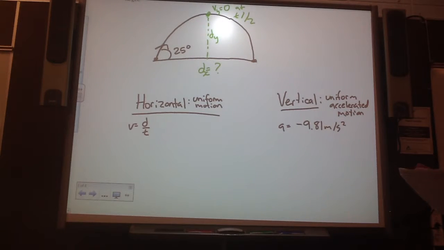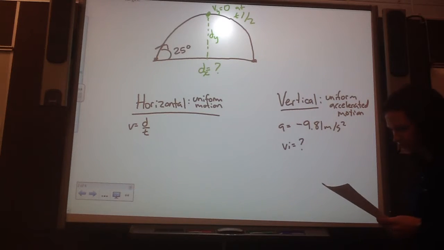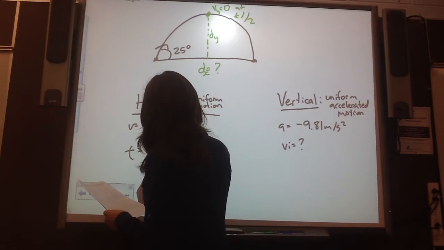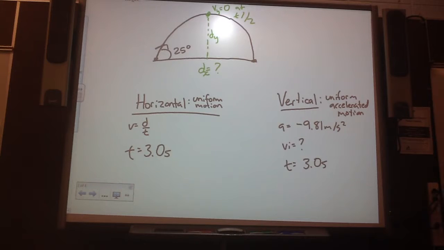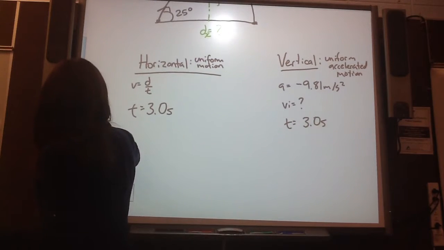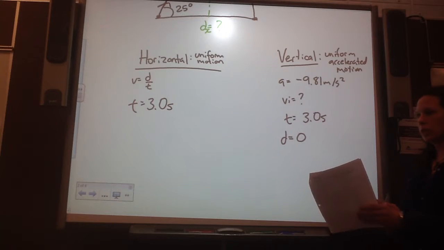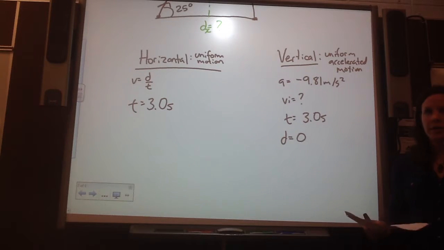So, I need to find out my initial velocity first before I can really do much. In order to do that, I'm trying to find my Vi of my vertical. I don't really know any of my horizontal information. Oh, I know my time. Time is 3 seconds, and that's consistent for both. Time is the same. Now, right when it's launched from the paintball gun, the distance is 0 because it hasn't gone anywhere. Right as the paintball is being launched, we're going to just set d to 0 so that we can find our Vi.